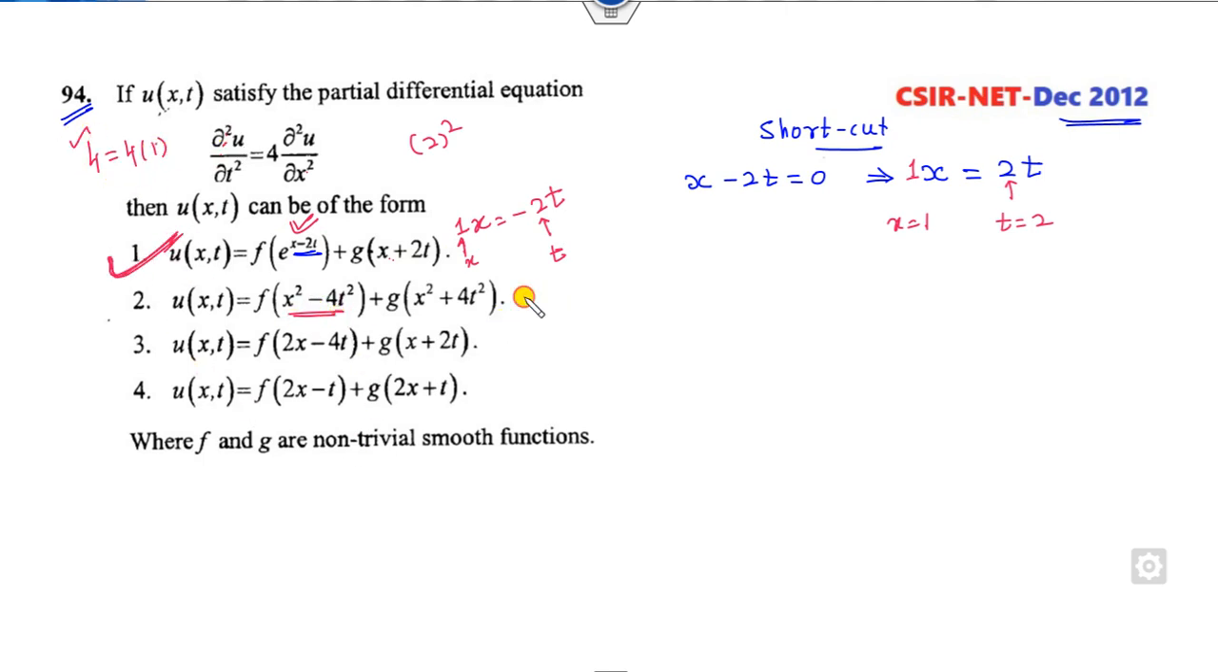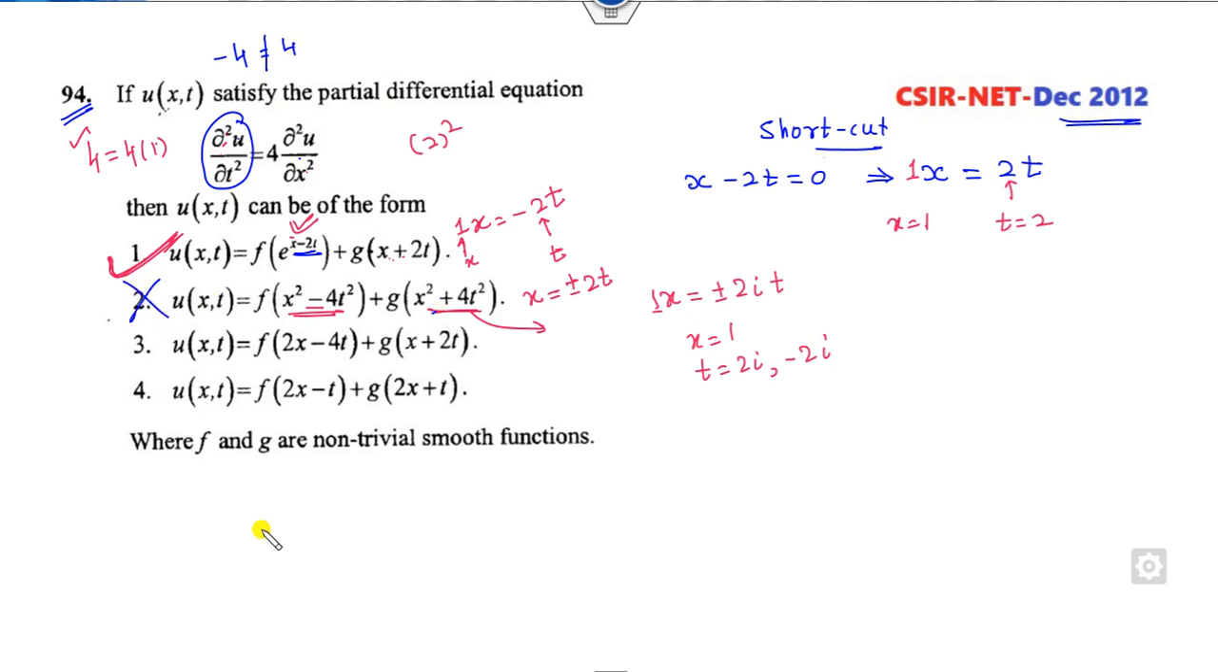If you look at this option, you have to find the value, so it is plus or minus 2t. The same applies here. When you look at this option, it will give you plus or minus 2 iota. So I can substitute x as 1 and t as plus 2 iota and minus 2 iota. When I substitute plus 2 iota here, it will give you minus 4. But the right-hand side is x, which is 1, so they are not equal, and this option is cancelled out.